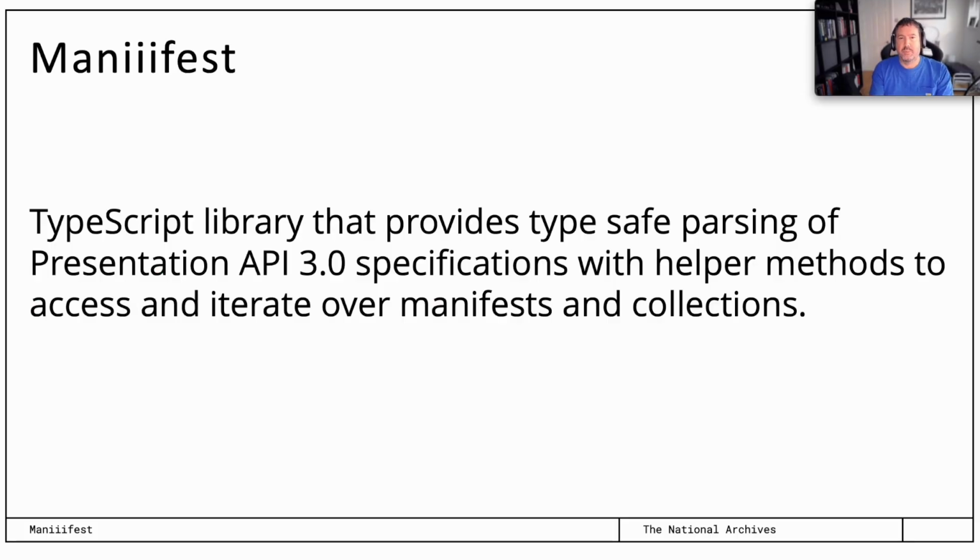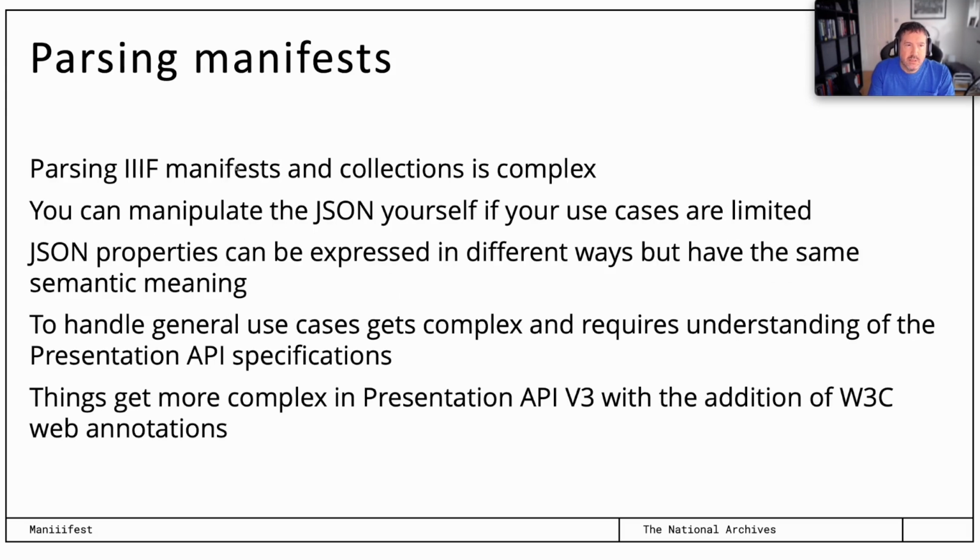So Maniifest is a TypeScript library for parsing Presentation API 3.0 specifications in a type-safe way. And it has some helper functions to iterate over manifests and collections. Parsing manifests is quite complicated.